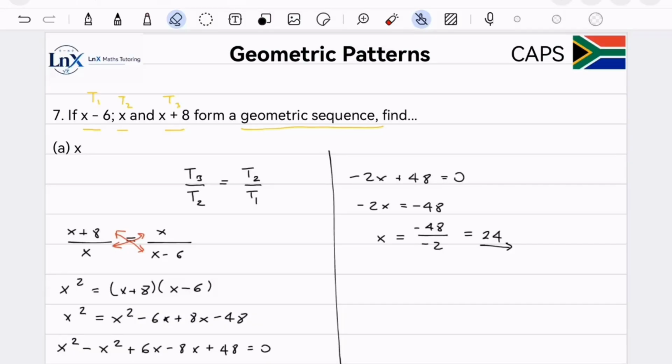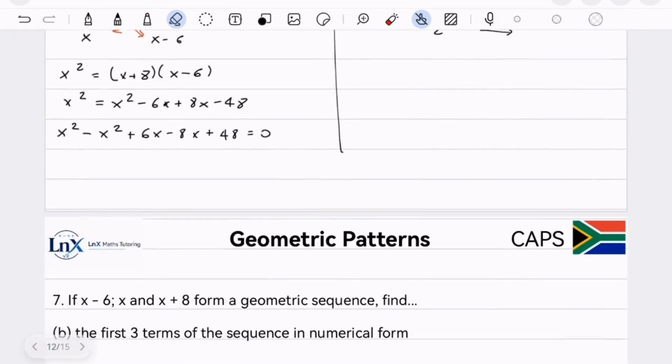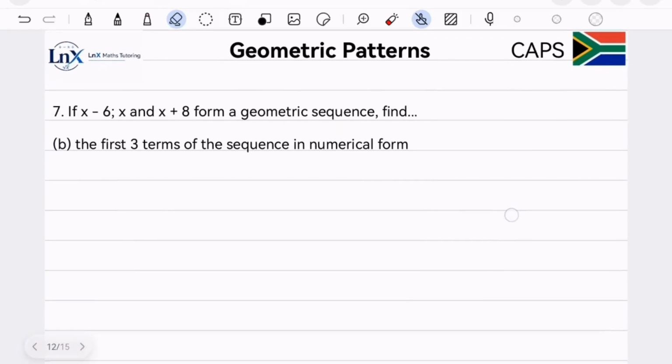Alright, now that we're done with question 7a, let's proceed to question 7b. So question 7b reads, if x minus 6, x and x plus 8 form a geometric sequence, find the first three terms of the sequence in numerical form. Alright, so you can have an attempt at the question, and when you're sure of your answer, you can then come back and see how it is actually approached.